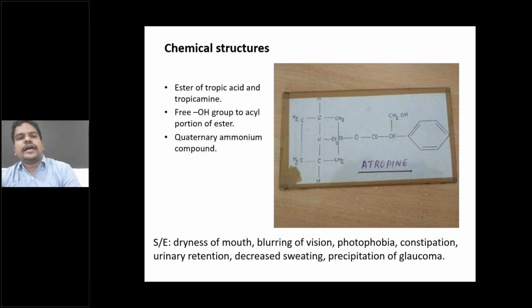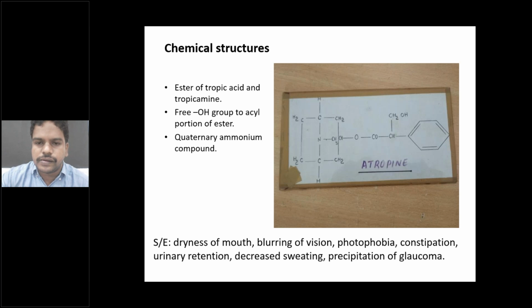Atropine adverse effects are dryness of mouth, blurring of vision, photophobia, constipation, urinary retention, decreased sweating, precipitation of glaucoma. This matter you need to write in your record. First, all of you copy this in your notebook, and when you come to college, write it in your records.